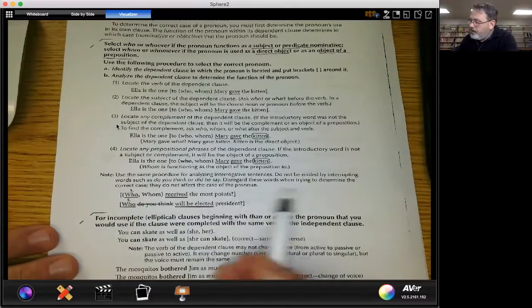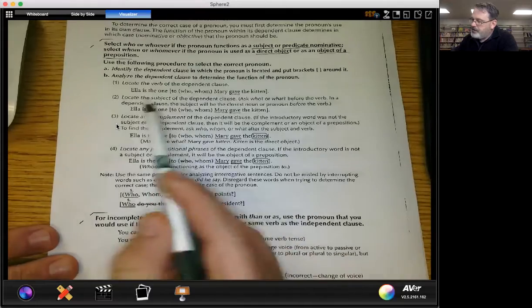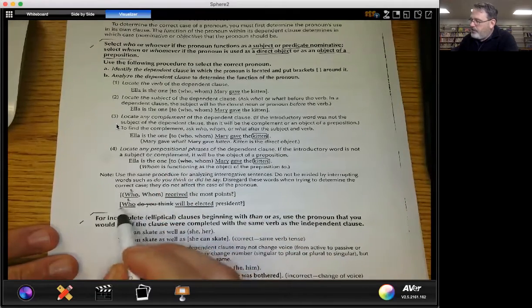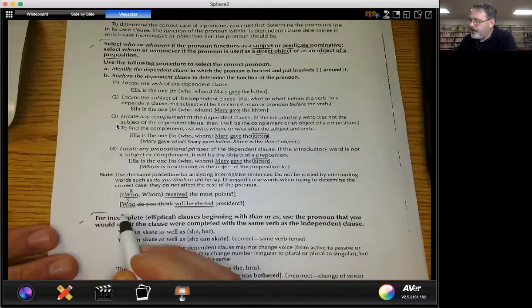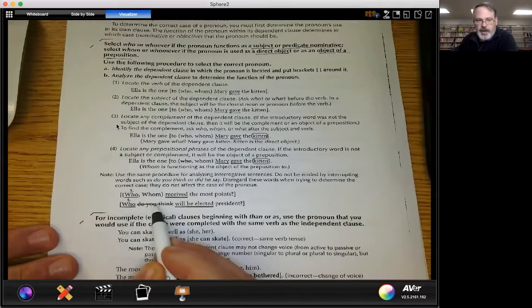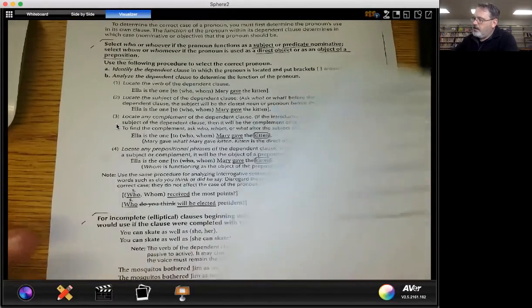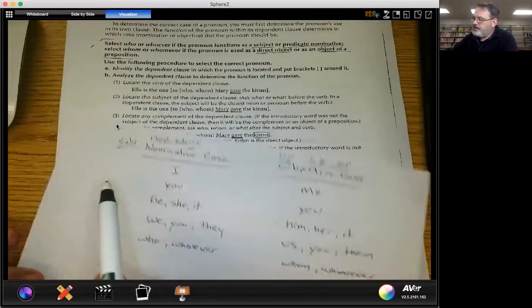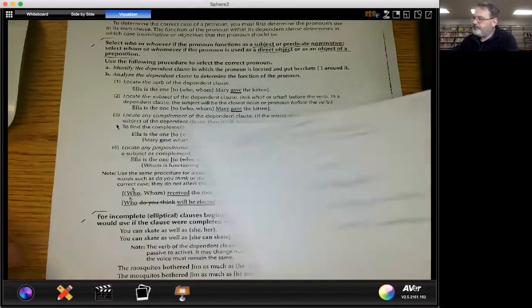First, find the verb. Will be elected. That's an action verb. Okay. The next is find the subject. Well, who is the subject, and they said to ignore who you think. It doesn't affect it. So, who will be elected president? Who is the subject. It should be nominative case because subjects are nominative case and who is a nominative case pronoun. All right.